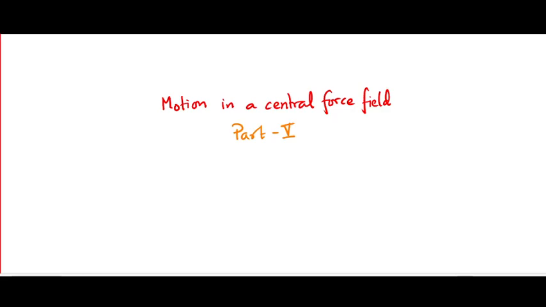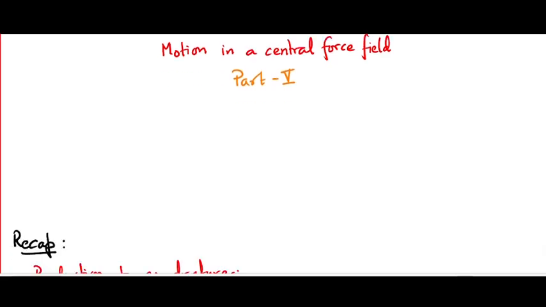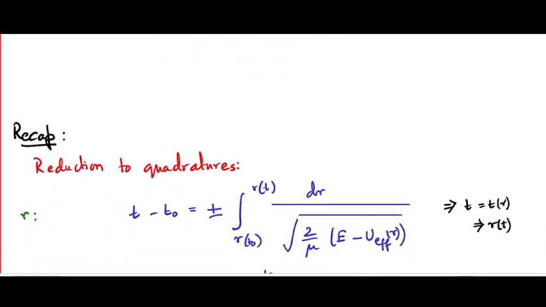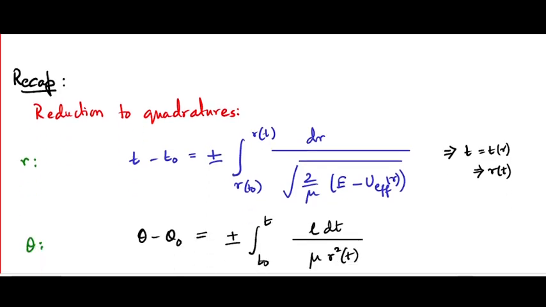This is the fifth part of my series on motion in a central force field. In the last lecture, we had taken a look at quadratures which we could solve to find the equations for the orbit or the equation for the dynamics. For example, we had this equation which would have given us t as a function of r, which we could solve to get r as a function of t.